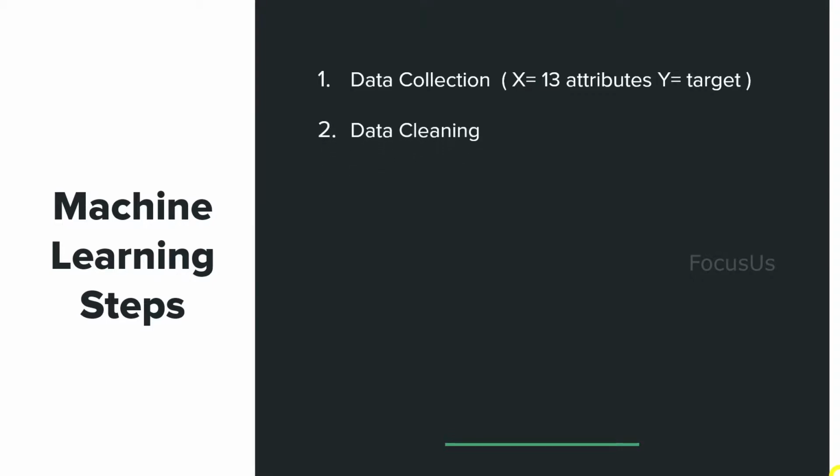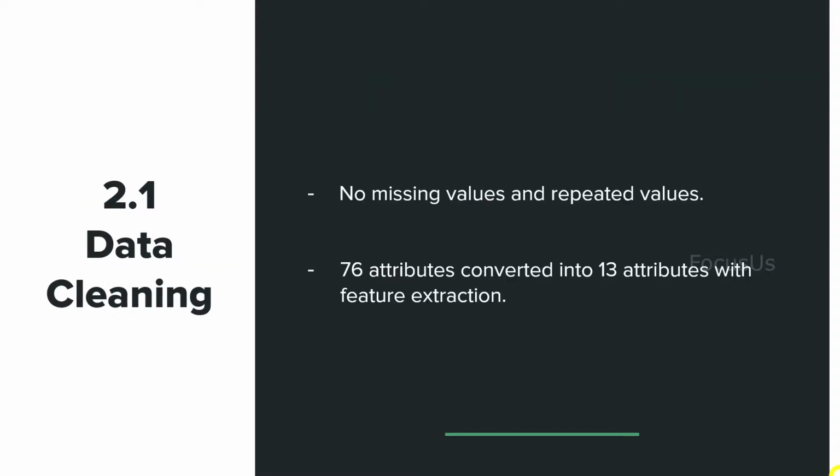Now after data collection, it is very important to clean the data, which involves removing duplicate data, removing or modifying incomplete data, and so on. Basically, we need to prepare our data such that our model will give the correct output. Here in this project, the data is already ready-made. It does not have any missing values or repeated values. Originally, this dataset had 76 different attributes, which were converted into 13 attributes with feature extraction. It was done by various machine learning engineers. So we haven't done any data cleaning or data pre-processing in this project of our disease prediction system.